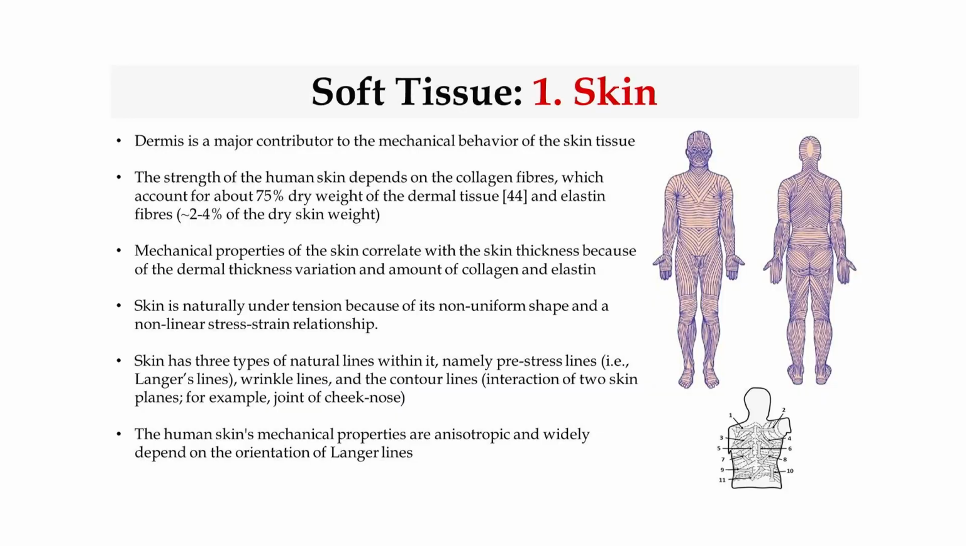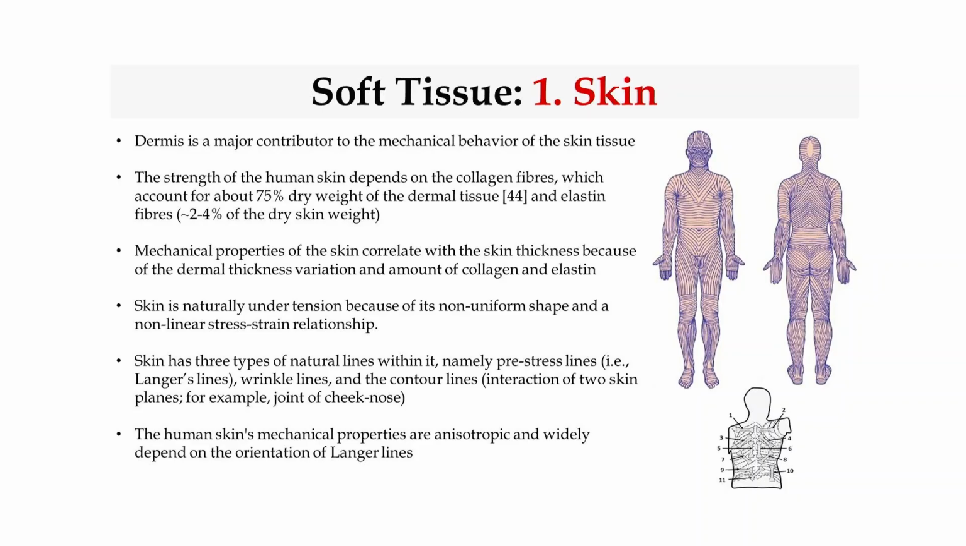Then skin has three types of natural lines within it, mainly known as pre-stressed lines or the Langer lines. These lines are the most important, right? So if you look at the figure on the right, it looks almost like a figure of a mummy, kind of, but that's not what the figure explains. This is a figure of a normal human being, and it shows the different Langer lines which are running all across the body from the head to toe.